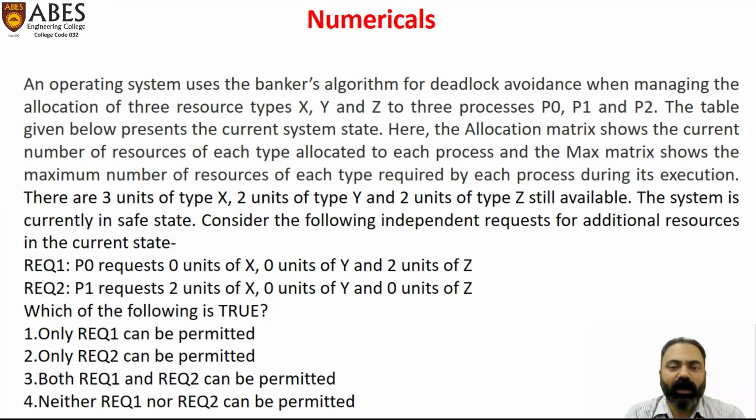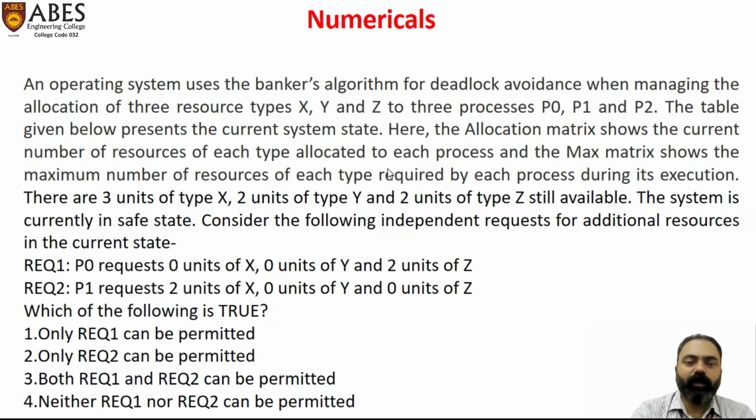There are 3 units of type X, 2 units of type Y, and 2 units of type Z still available after allocating the resources to all these processes P0, P1, P2. The system is currently in a safe state. Consider the following independent requests for additional resources in the current state. Request 1: P0 requests 0 units of X, 0 units of Y, and 2 units of Z, and request 2: P1 requests 2, 0, 0. So which of the following is true? Only request 1 can be permitted, only request 2, both can be permitted, or neither can be permitted.